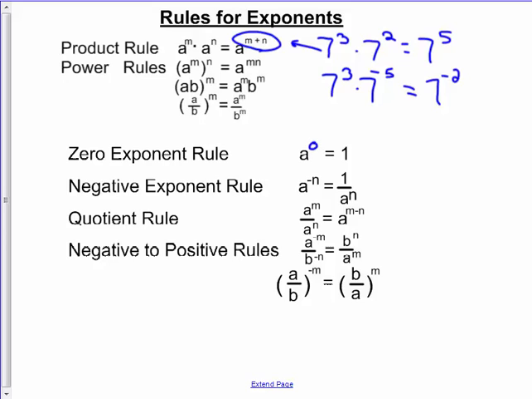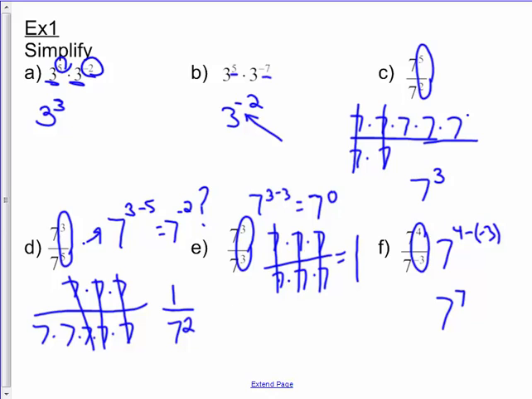A to the 0. Anything to the 0 power is 1. When we look back at the previous example, we had E. Well, that was 7 to the 3rd over 7 to the 3rd. 3 minus 3 is 0. 7 to the 0. What was our answer that we got? It was 1 here.